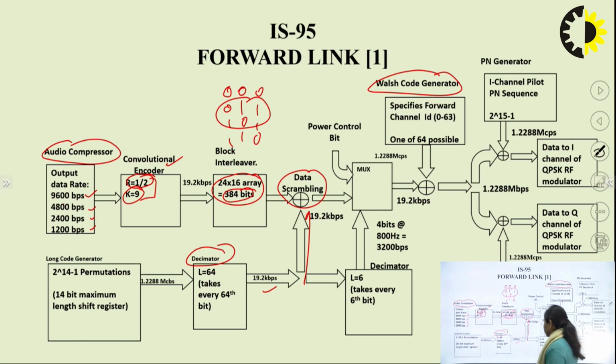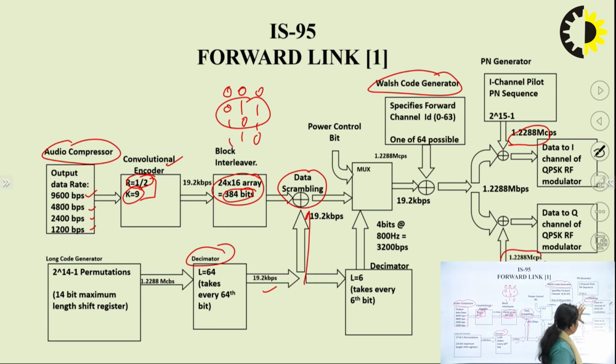Now, since it is a kind of Q channel and I channel concept, the actual data is divided into two different types of channels. This one will be the I channel, that is the in-phase channel, and this will be the quadrature phase channel. In this case, the I channel pilot PN sequence will be there. So, the output will be this one, and in the Q channel case the output will be this one.